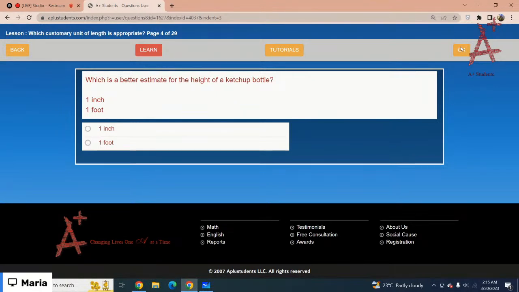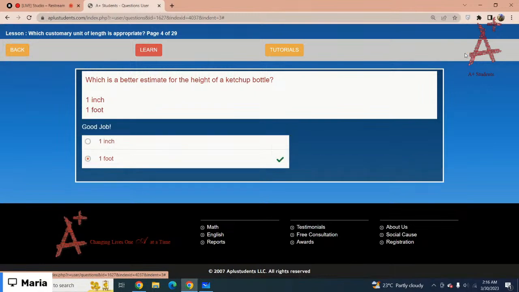Which is a better estimate for the height of the ketchup bottle? So which is the correct option? 1 foot or 1 inch? 1 inch is too small. Got it? That means the height of the ketchup bottle must be 1 foot.